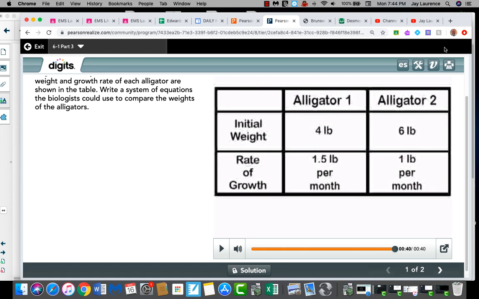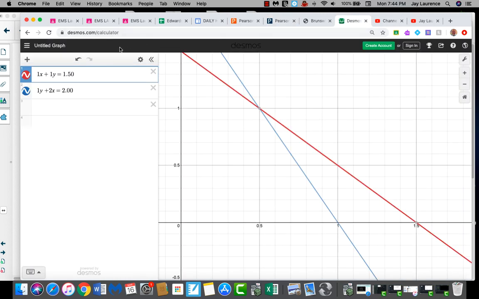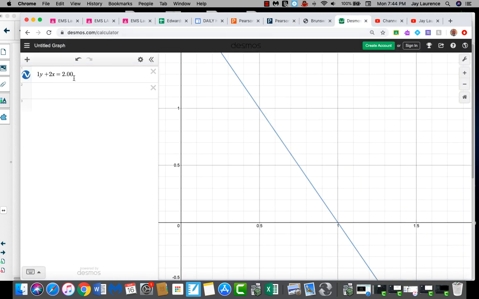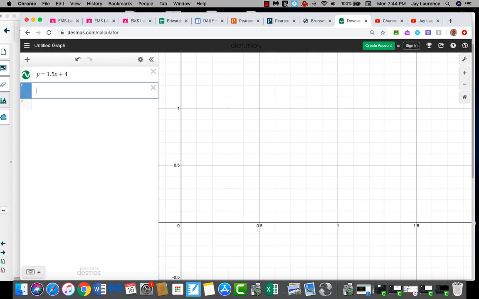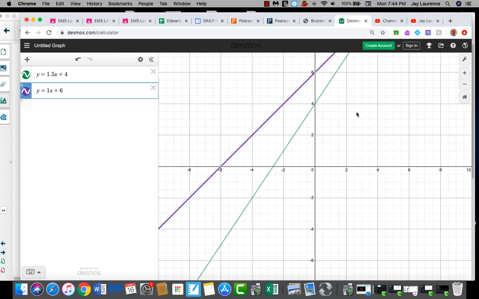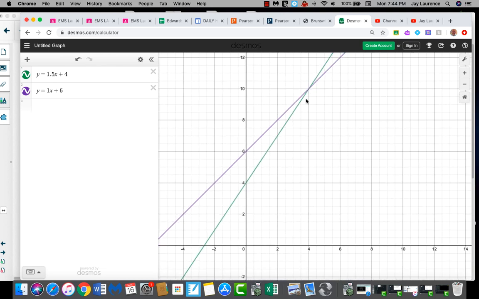All right, so let me get out Desmos up here. And let's see here. We need y equals 1.5x plus 4. That's the first equation. And then y equals 1x plus 6 is the second equation. And let's see. Scrolling, it looks like that after 4 months, both alligators will weigh 10 pounds right there. That would be the system.